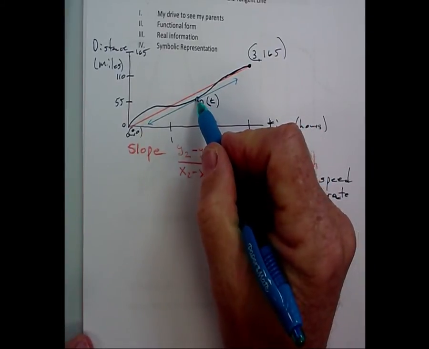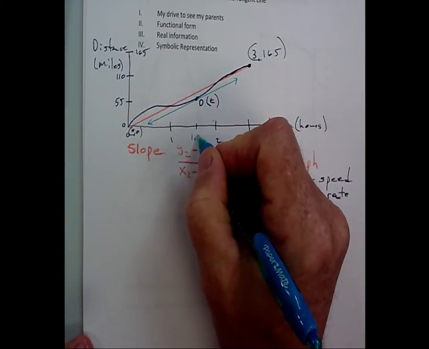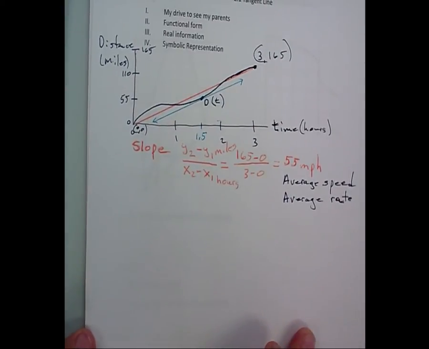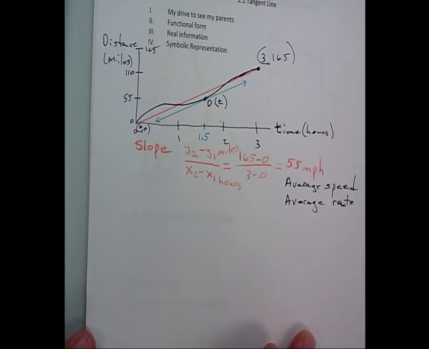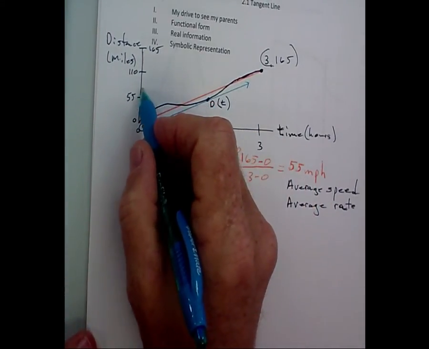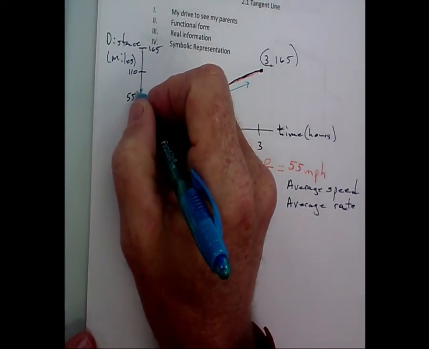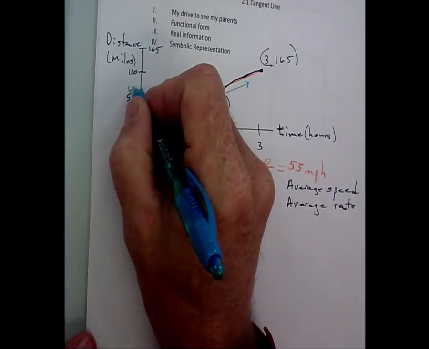I'm approximately at an hour and a half in my trip. Okay? Would you agree with that? That's not a bad guess for me. All right? And if I go here and go across, I know it has to be a number between 55 and 110. I'm going to choose 60.